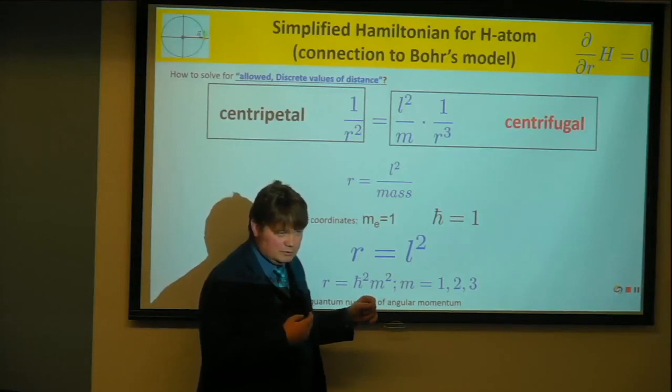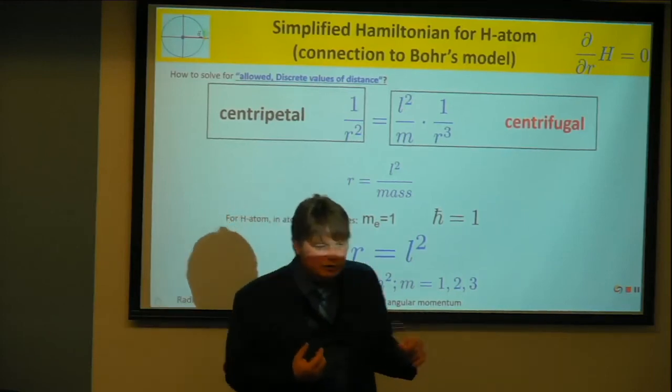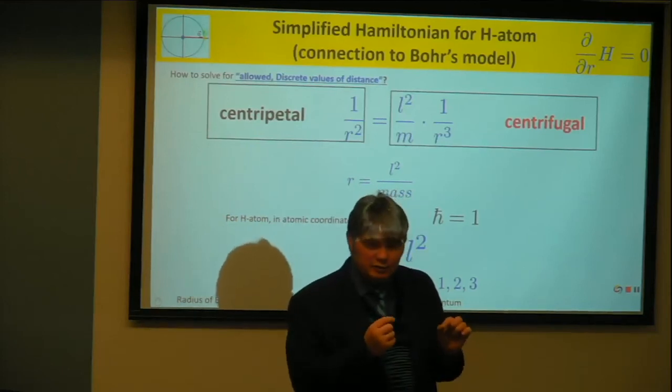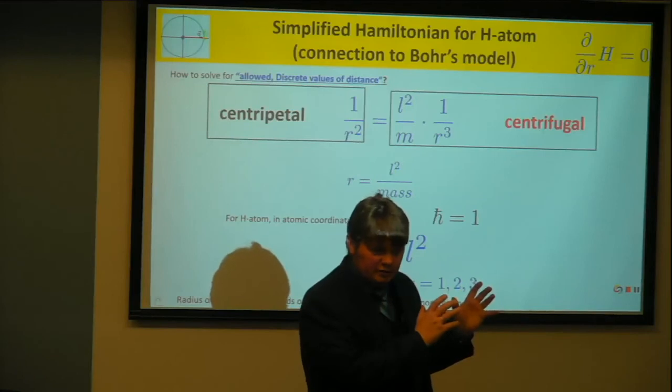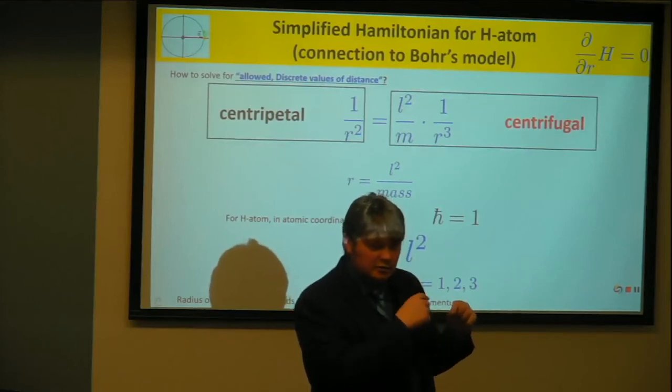Right? So we can interpret it that if angular momentum is allowed to have only discrete values, then the distance between electron and nuclei is also allowed to take discrete values. And you derive it just by taking the derivative of energy. So permitted distances, permitted radii of orbits, are discrete.